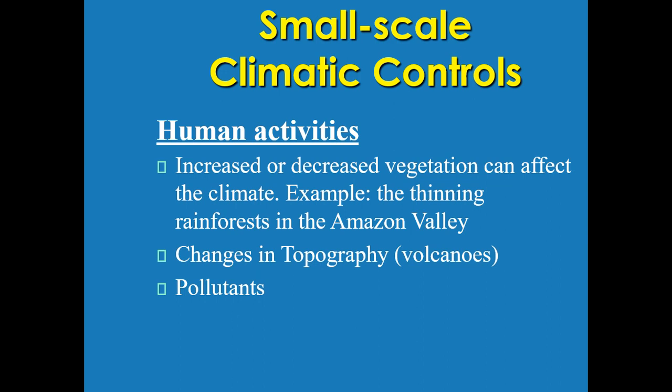Volcanoes will spew out a lot of sulfur dioxide. If the volcano is explosive enough, it can actually send gases and aerosols all the way up into the upper troposphere and lower stratosphere. That debris from the volcanic eruption, those gases, can actually act to block out the sun, resulting in a cooling climate. An example of this would be right after Mount Pinatubo erupted in 1991 in the Philippines.